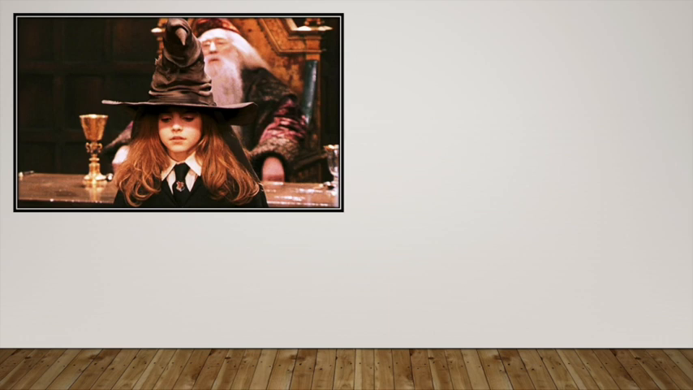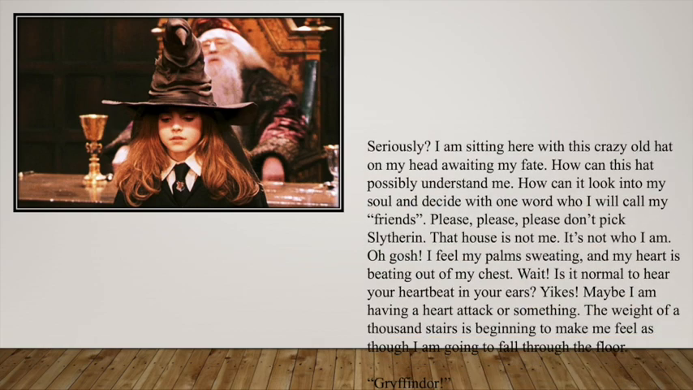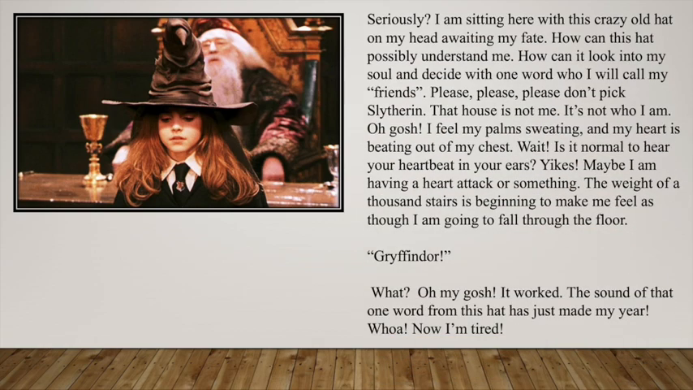So if we were to use this as an example and I say write a vignette based on this snapshot, this would be a scene. It might look something like this. Seriously, I'm sitting here with this crazy old hat on my head awaiting my fate. How can this hat possibly understand me? How can it look into my soul and decide with one word who I will call my friends? Please, please, please don't pick Slytherin. That house is not me. It's not who I am.